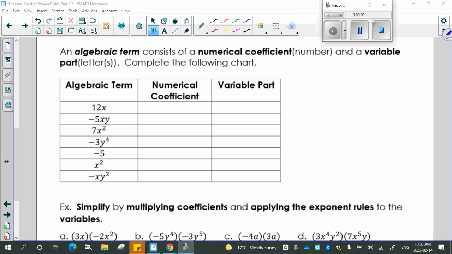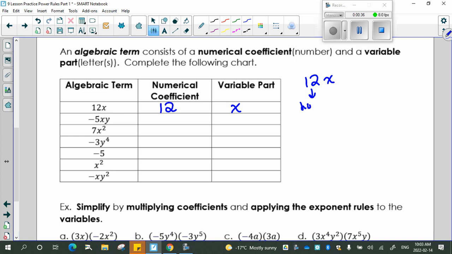In grade 8, you might have seen algebraic terms and what part is the numerical coefficient and what part is the variable part. Okay, maybe not. So if you have a term like 12x, the number out front is called the coefficient, and then any letters that follow are called variables, because they can take on any value. Okay? So for 12x, the numerical coefficient is 12, and the variable part is x. And what that means is there's 12 x's.